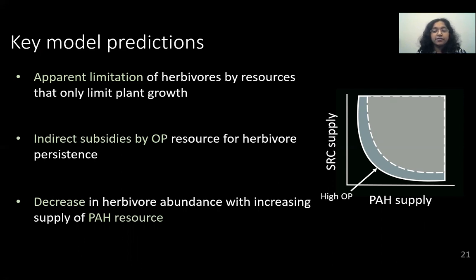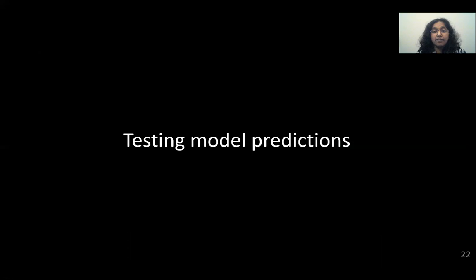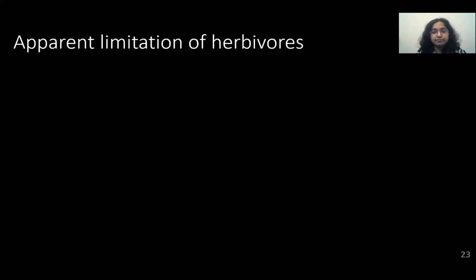We confronted a few of these predictions with existing data to provide a proof of concept for our approach. We explored data available from other studies, from long-term research sites, and some unpublished data from our research group. The first prediction was on apparent limitation of herbivores. It suggests that herbivores should increase with resources that do not limit their growth.